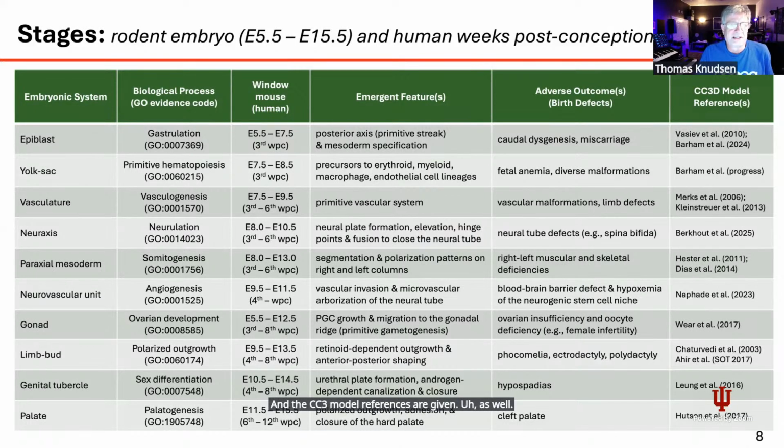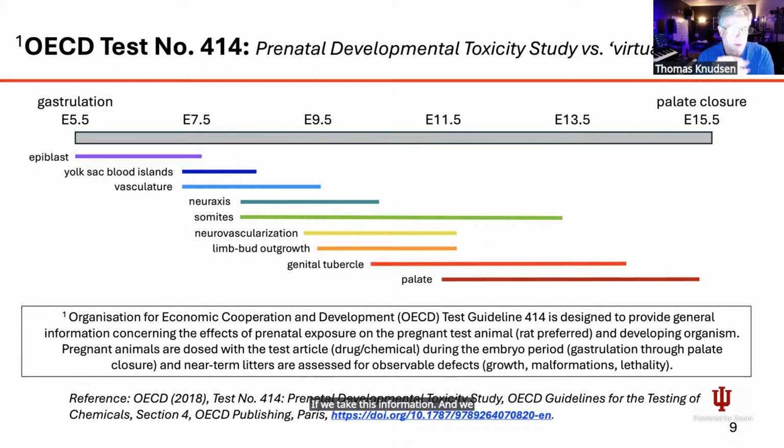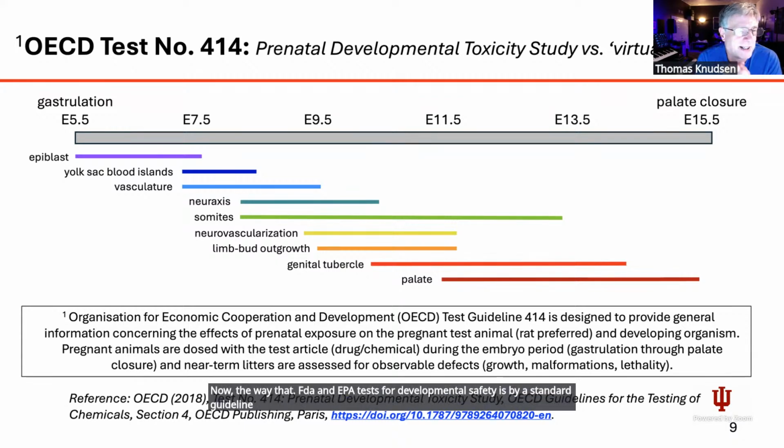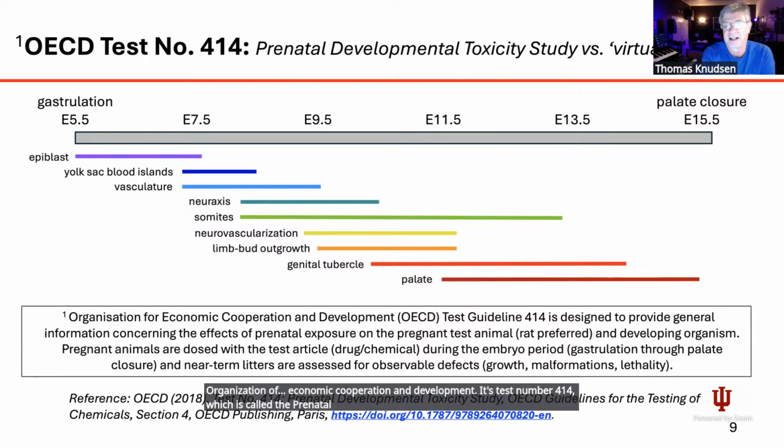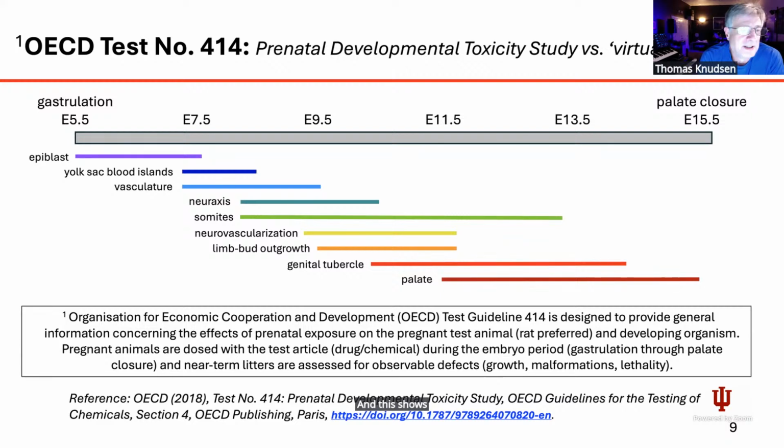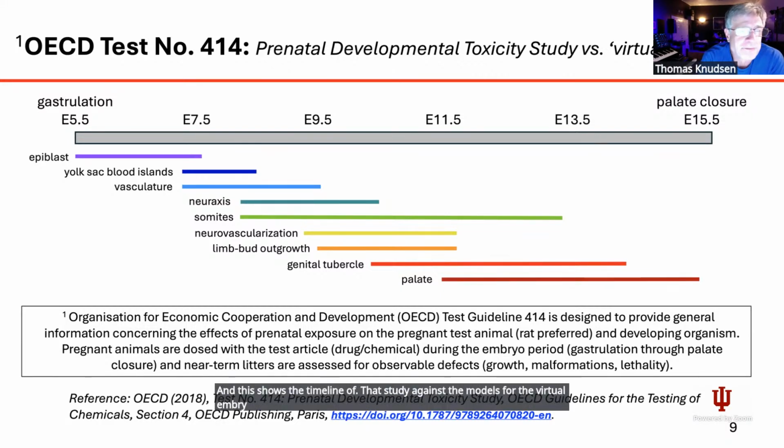If we take this information and put it in graphical form: the way that FDA and EPA test for developmental safety is by a standard guideline test, a worldwide guideline test from the Organization for Economic Cooperation and Development. It's test number 414, which is called the Prenatal Developmental Toxicity Study. This shows the timeline of that study against the models for the virtual embryo that I just showed.